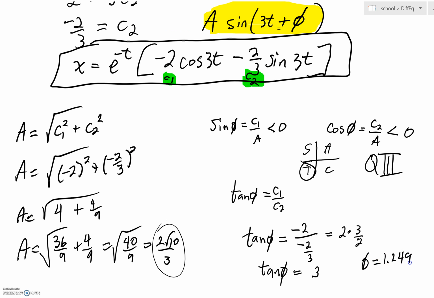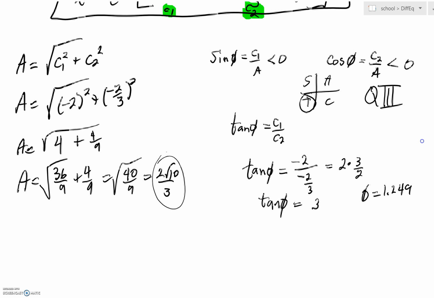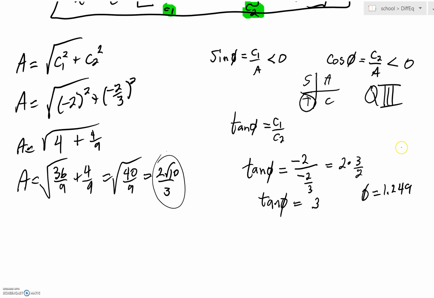Now, there's a problem with that. That's not in the third quadrant. Inverse tangent, remember, always will give you angles between -π/2 and +π/2, not including these endpoints. And because we have a positive value, we would have this 1.249 in the first quadrant. That's a reference angle. So the big question is, how do we get to that third quadrant?